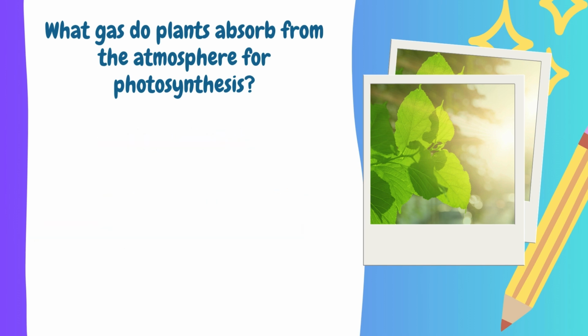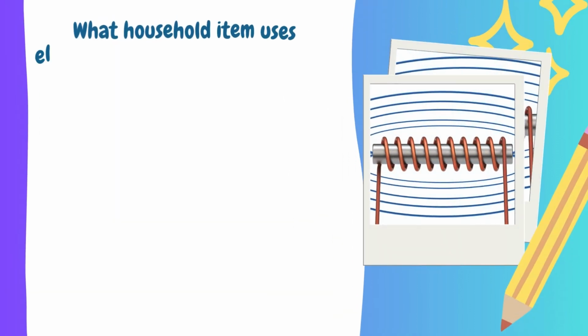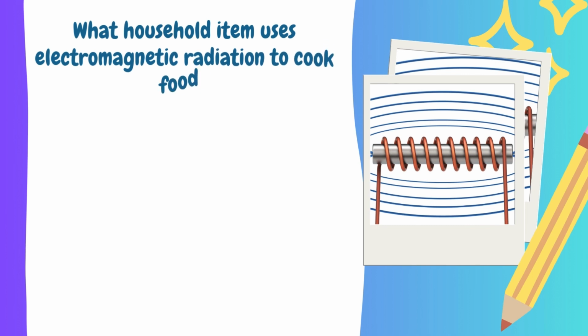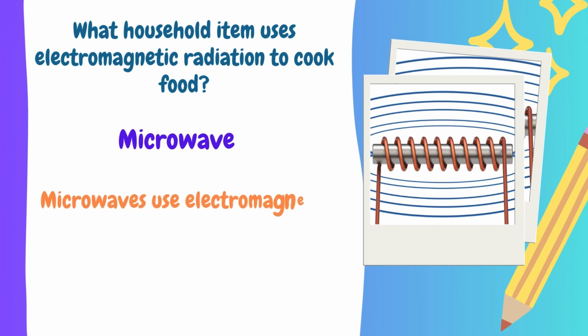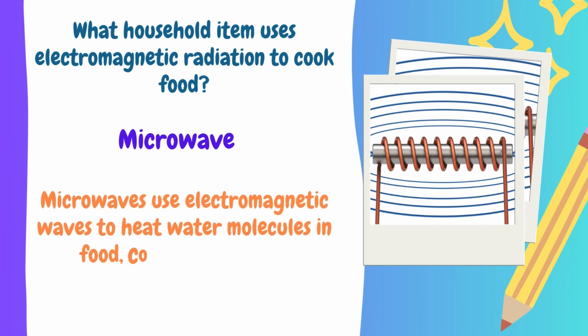Cool, right? What household item uses electromagnetic radiation to cook food? Here's a hint. It's probably sitting in your kitchen right now. The answer is microwave. It heats food by exciting water molecules with electromagnetic waves.